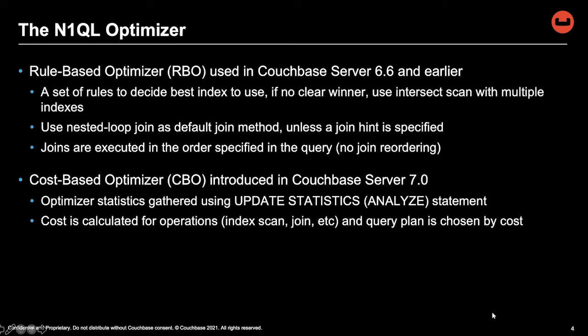So compared with the rule-based optimizer, the Couchbase optimizer will be able to better distinguish among different indexes to use. So we talked about earlier, the RBO sometimes cannot distinguish between indexes, so it'll just use intersect scan with multiple indexes. CBO should be able to, based on the cost information, better distinguish among different indexes. And in theory, it should pick intersect scan a lot less frequently. And if it picks intersect scan, that's because it thinks it's a better method compared with just accessing with a single index. It does not pick it just because it cannot distinguish between different indexes.